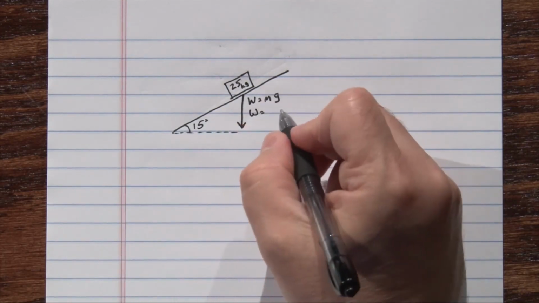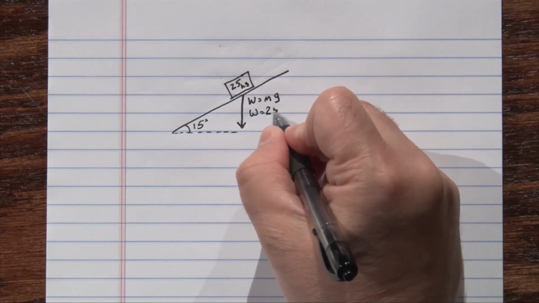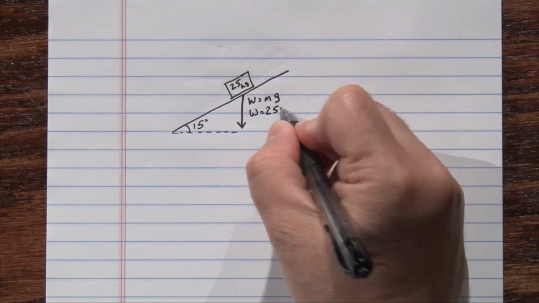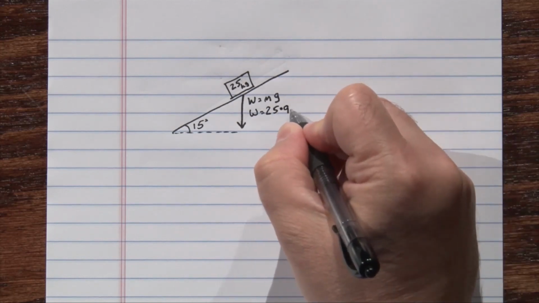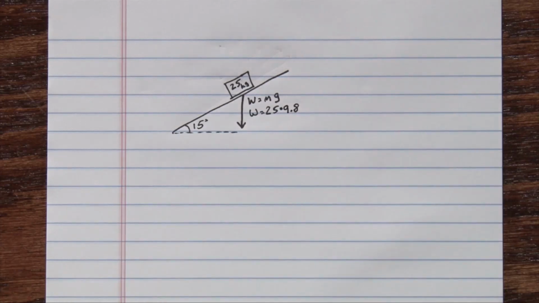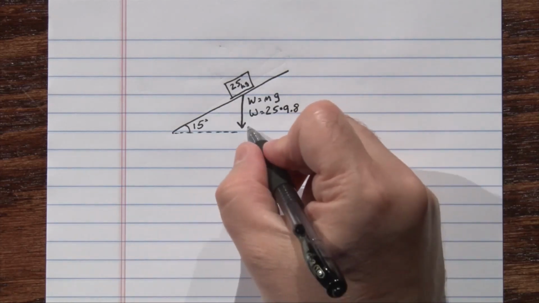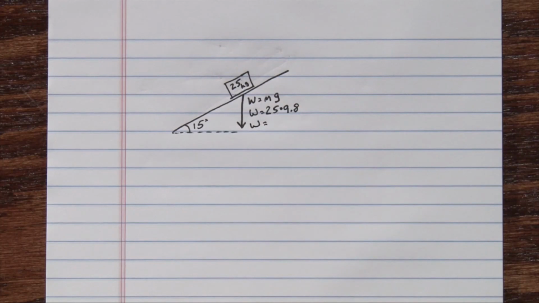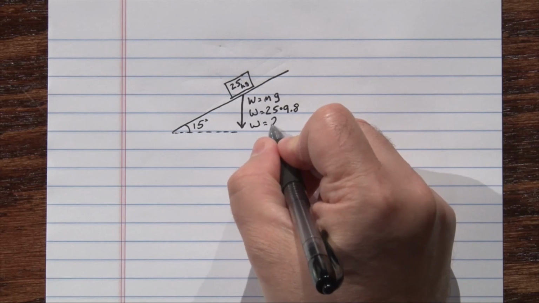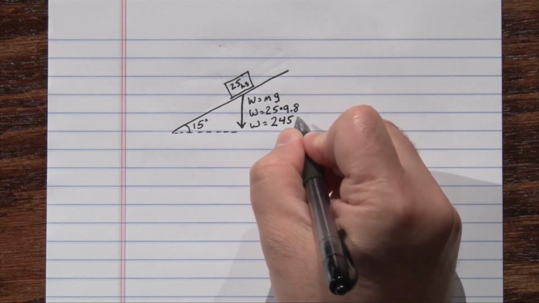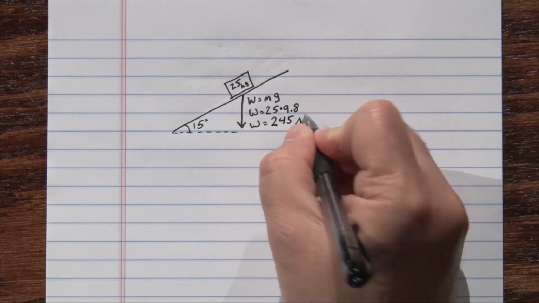or the weight is equal to 25 kilograms times 9.8 newtons per kilogram. That would be 245 newtons.